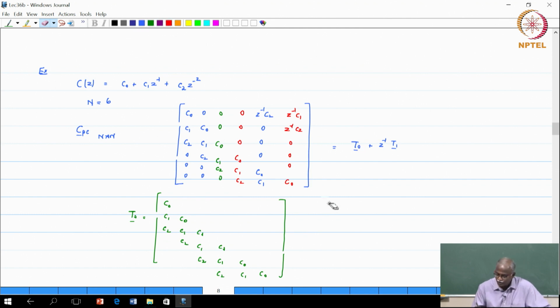T1 of course would be whatever is left out. So, the T1 matrix would have mostly zeros. I will only write the non-zero entries, so you can fill in the others. There would be a C2 here, a C1 here, and a C2 here. The rest of it are all zeros. Okay. So, if I padded with zeros, how many zeros would I have to pad?